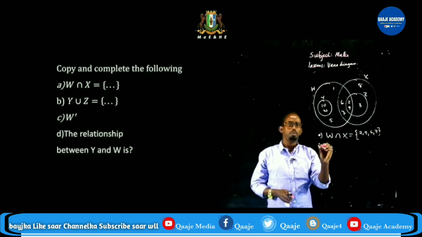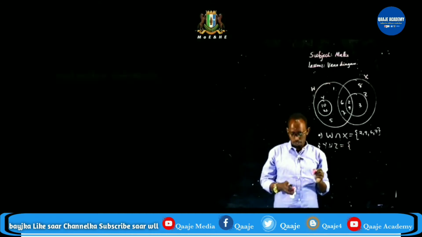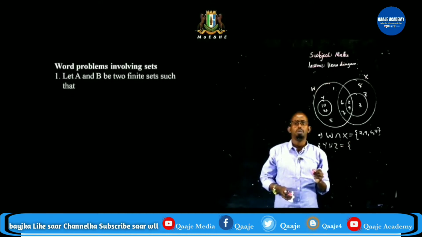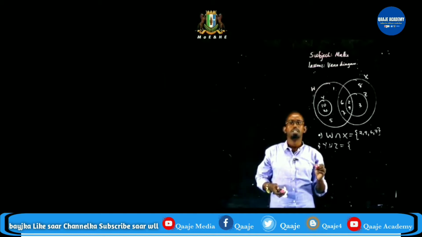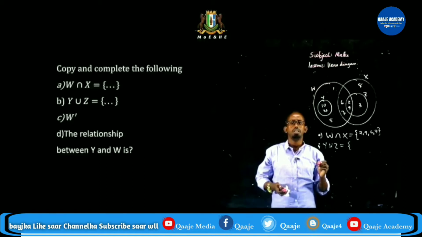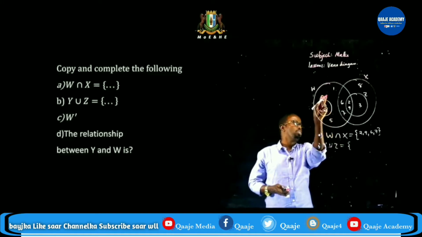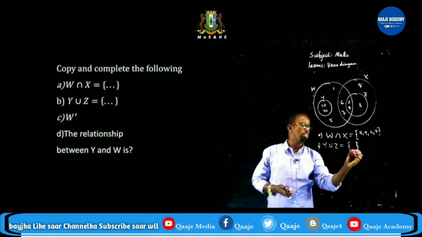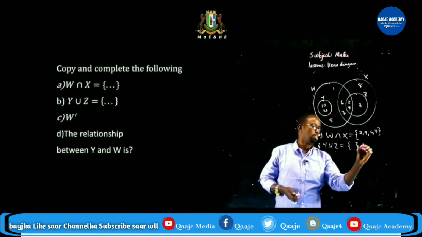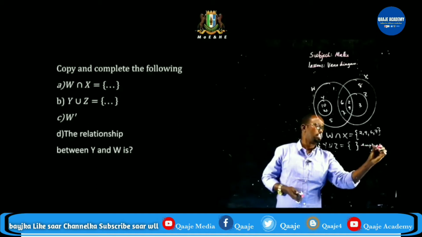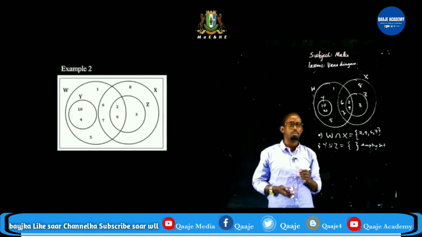So B, Y union Z. Y union Z will be, so this is a disjoint set because they don't have elements in common. So this one is an empty set. They don't have elements in common.